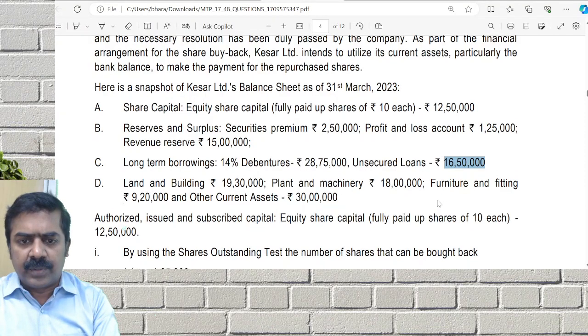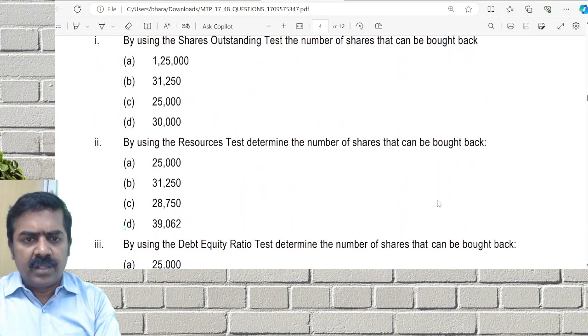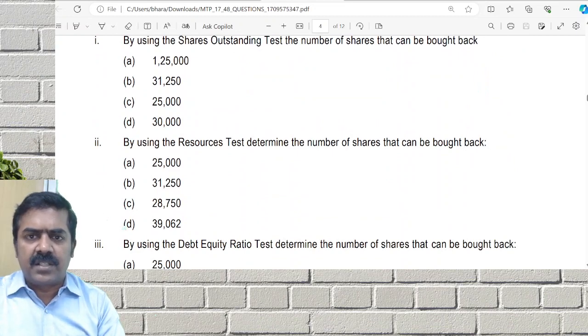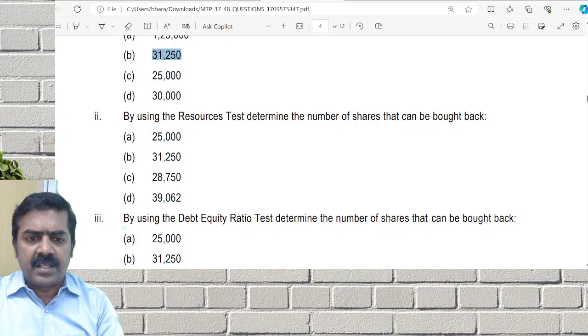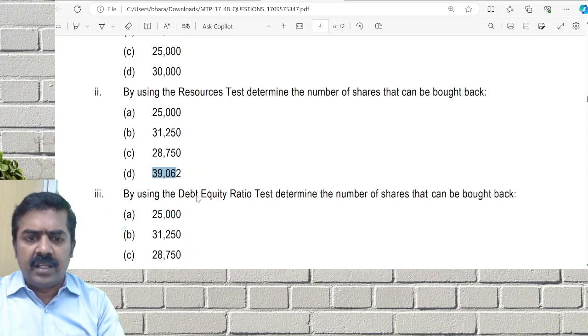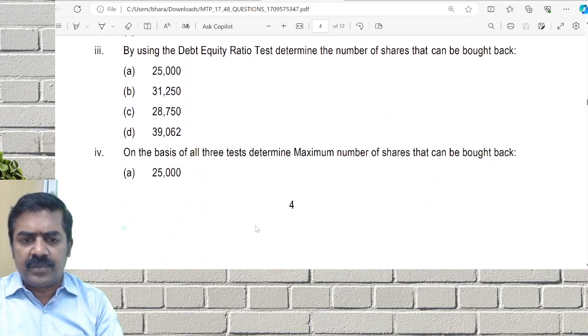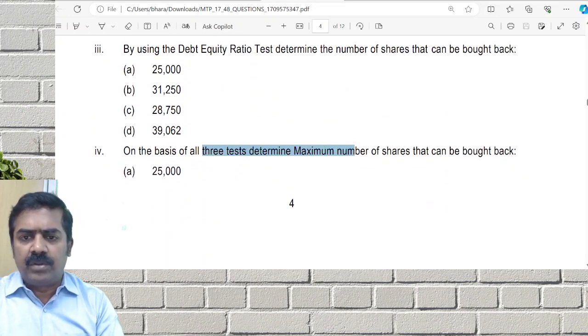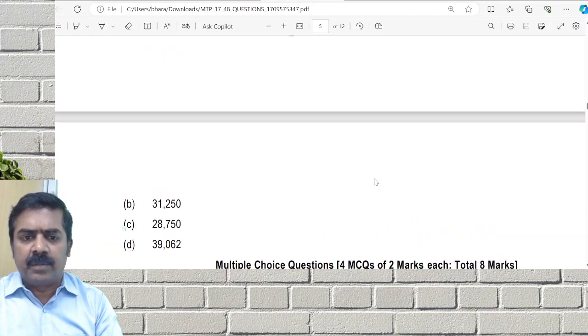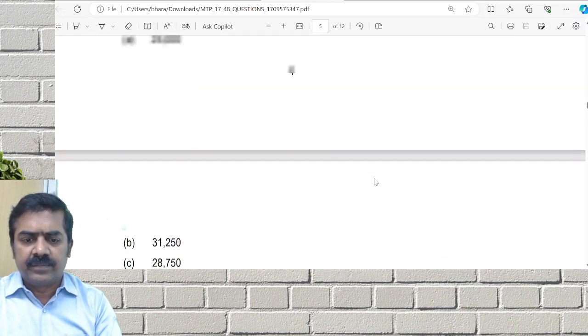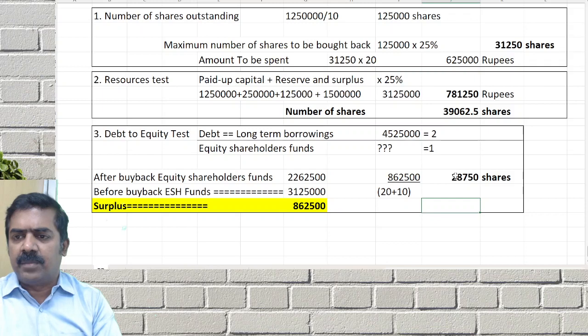Let us come back to the question. Okay, what are the questions they asked for? Based on the shares outstanding test, how many shares can be bought back? 31,250. Based on the second condition, 39,062. Based on the third condition, 28,750. On the basis of the above three tests, determine the maximum shares that can be bought back.